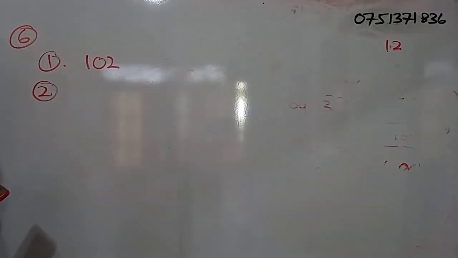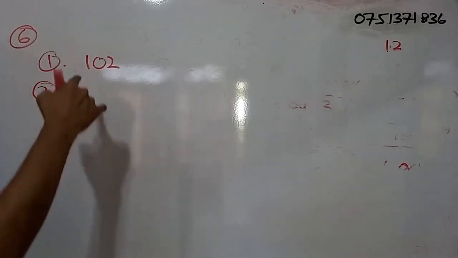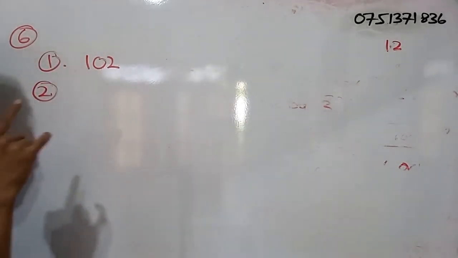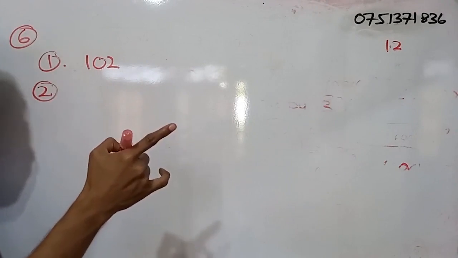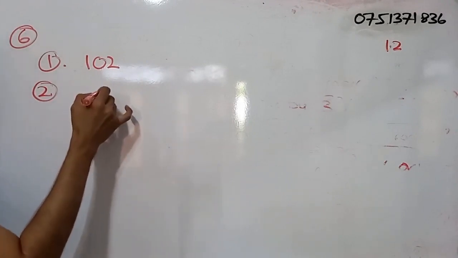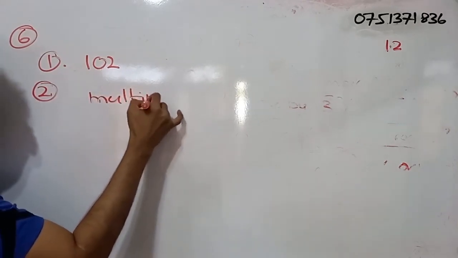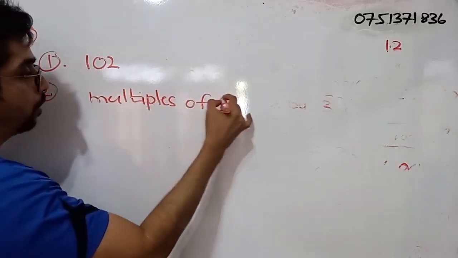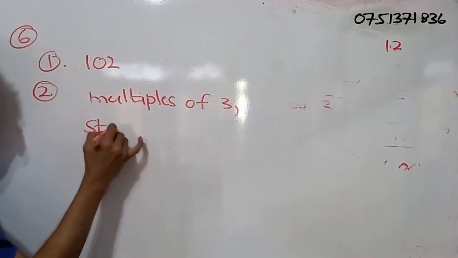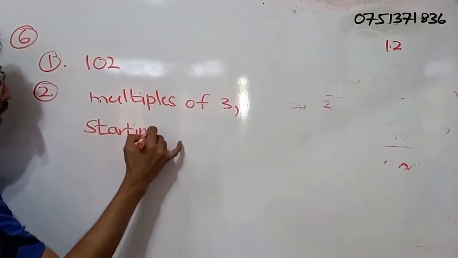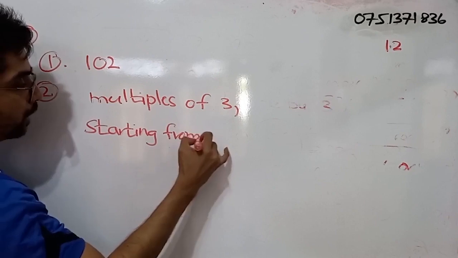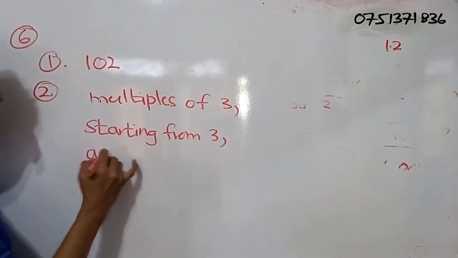Which term is it in the number pattern of the multiples of 3 starting from 3? So we are talking about a number pattern which contains multiples of 3, starting from 3 ascending on.